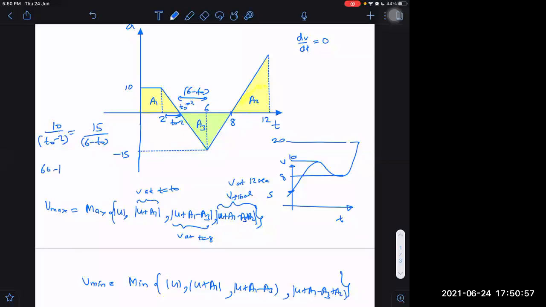First, 15 cancels with the 5 above. We can cancel, why should we do it unnecessarily? 5 to the 10, 5 to the 15. Then we would write it as 2 times (T naught minus 2) equals 3 times (6 minus T naught). So 2 T naught minus 4 equals 18 minus 3 T naught, and we are getting 5 T naught equals 18, so T naught is 18 by 5. Finally, now it is just a matter of calculation, you can do it.